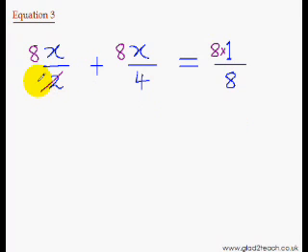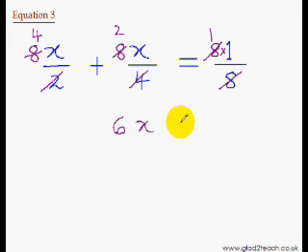So 2 4 times is 8, and this denominator is gone. 4 2 times is 8, and this denominator is also gone. And 8 1 times is 8, and this is also gone. So now a very simple linear equation is left. See, 4x plus 2x, which is nothing but 6x, and this is 1. So x will be equal to 1 over 6.